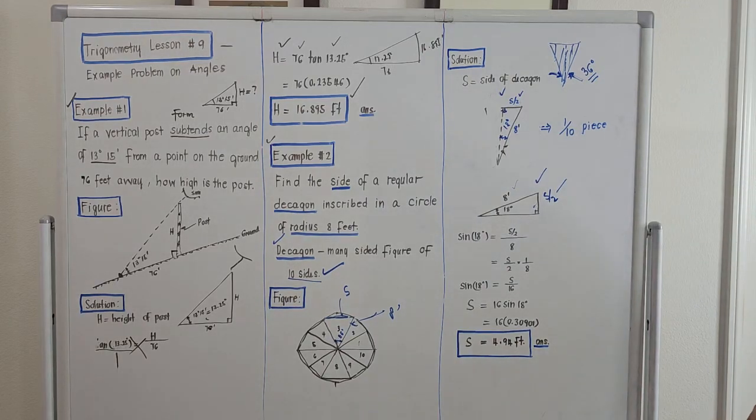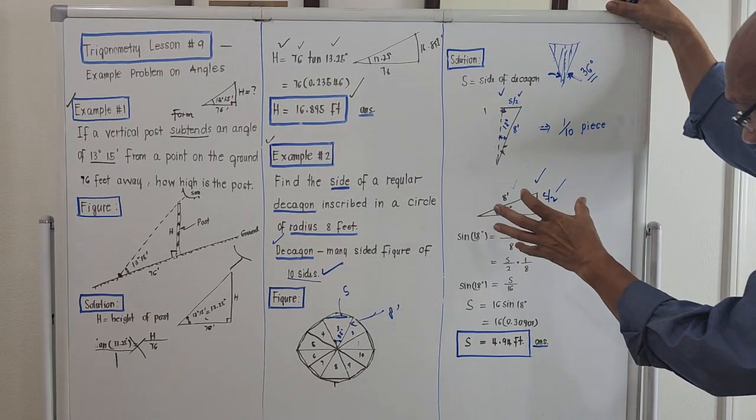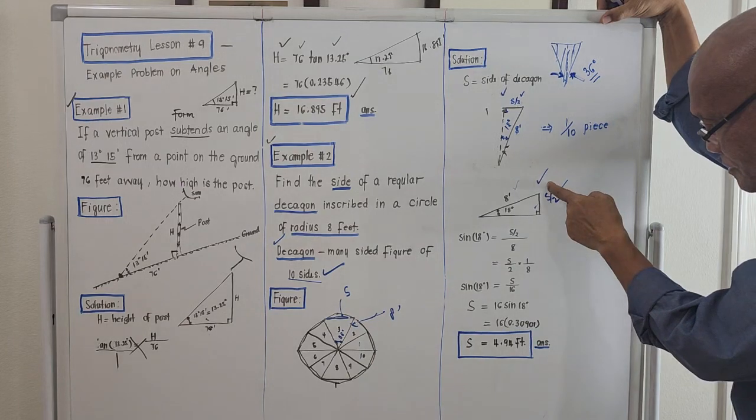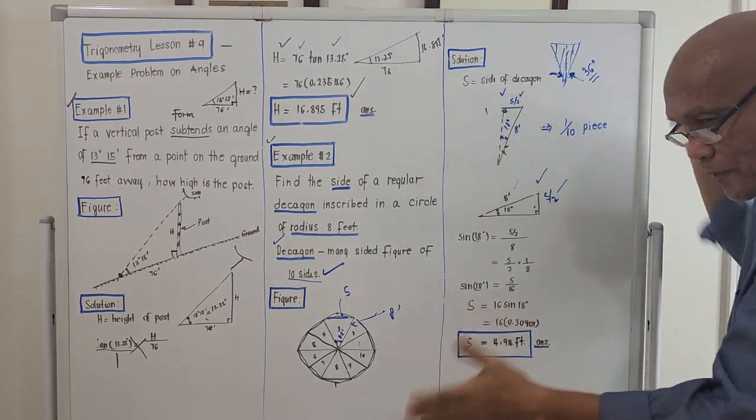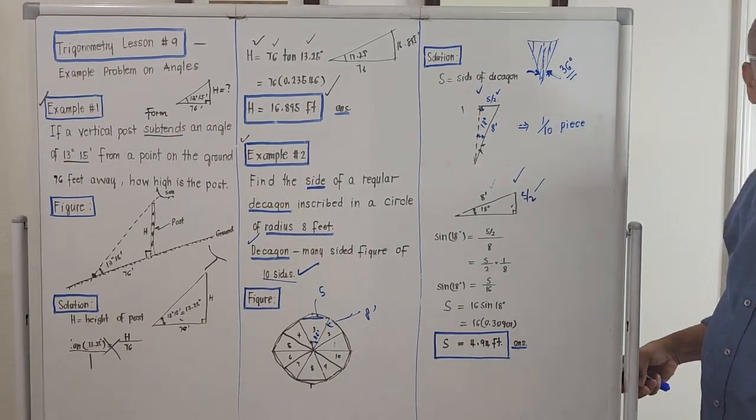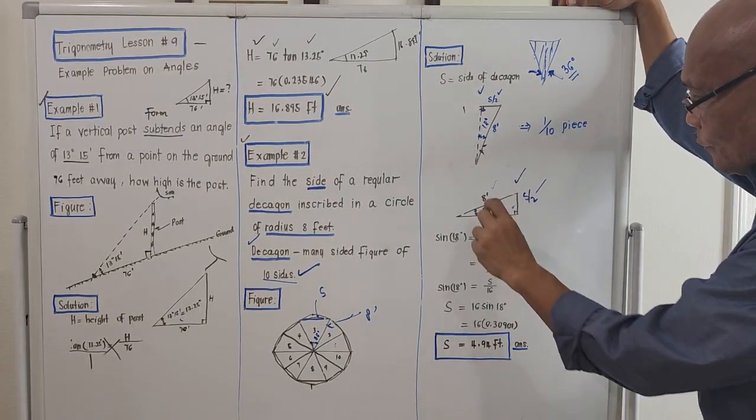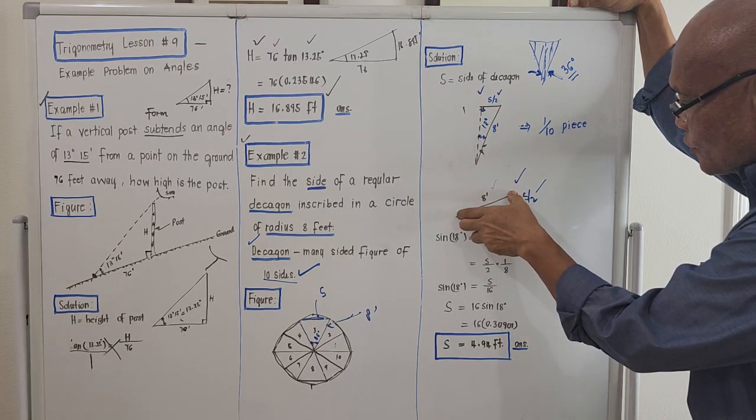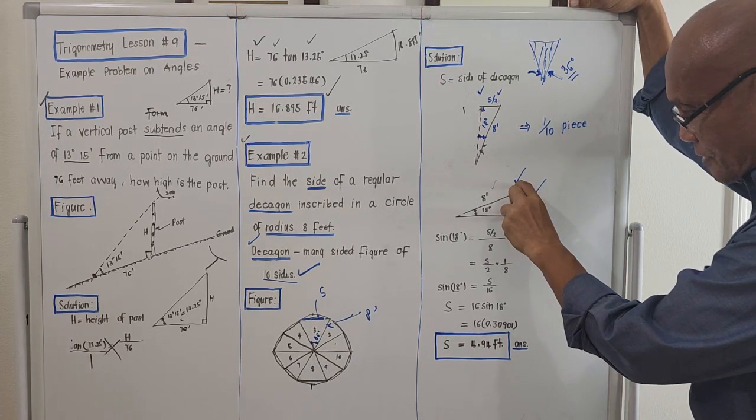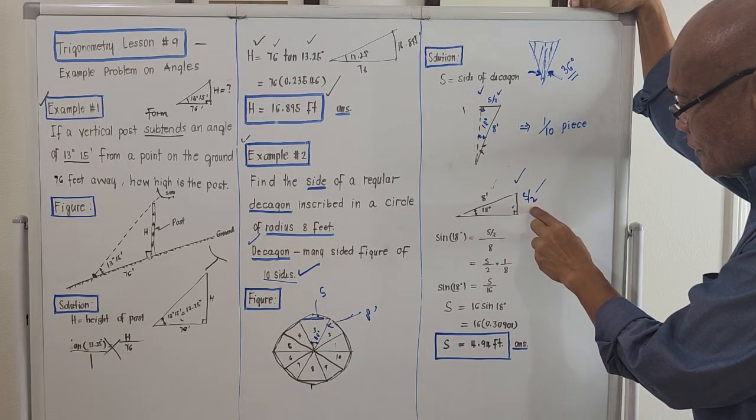Right? So from the resulting figure, the only unknown is s. We are given the hypotenuse. We are given this angle here. Right. We are given this angle. Okay. We are given the hypotenuse to be 8 feet. This portion here is designated s over 2.